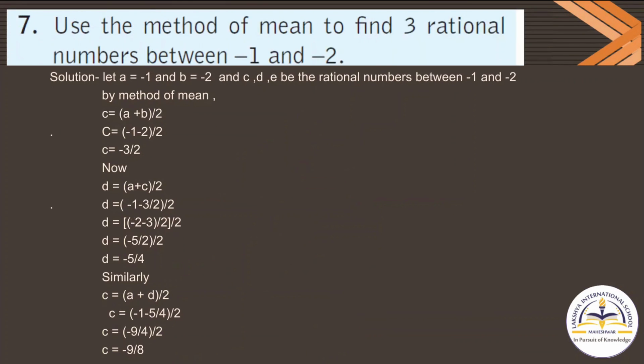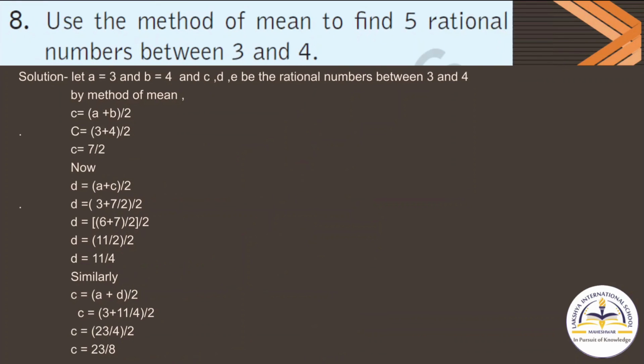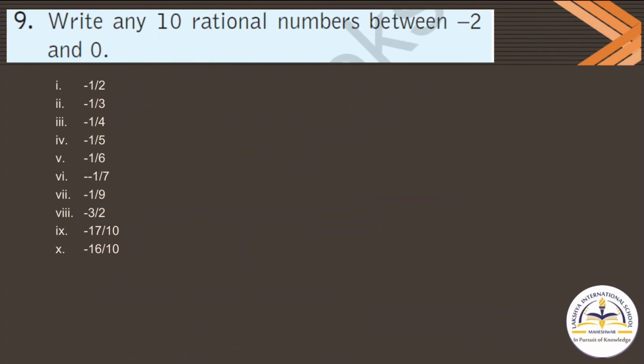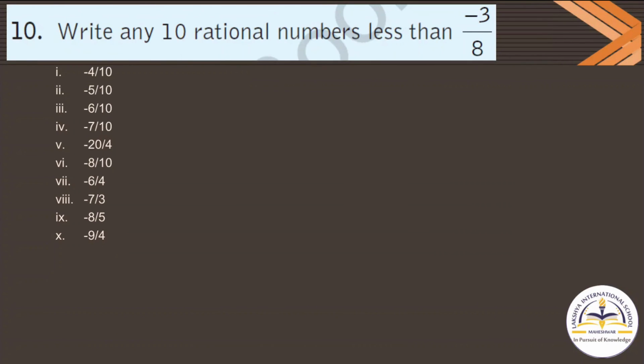Now in the same manner you have to solve question number 7, 8. Now write any 10 rational numbers between -2 and 0. You have to write the rational numbers between -2 and 0. Write any 10 rational numbers less than -3/8. You have to write rational numbers less than -3/8.